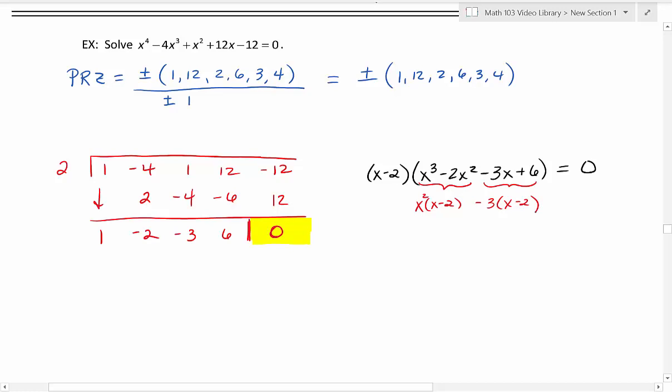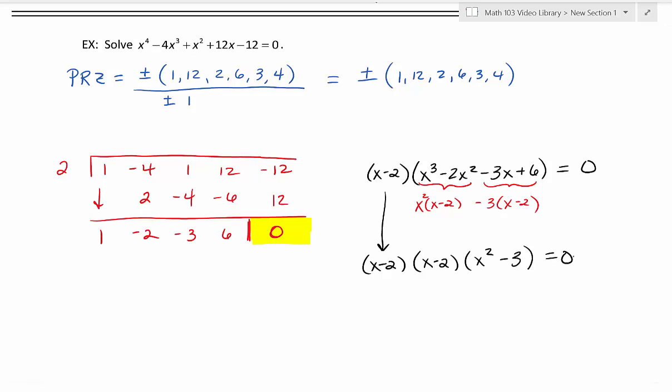Look, we have a common binomial factor there. So there's my original factor, x minus 2. Now I'm going to have a second factor of x minus 2. That's the common binomial factor I'm factoring out. And then we have x squared minus 3 equals 0. Notice that we have a factor that shows up more than once.